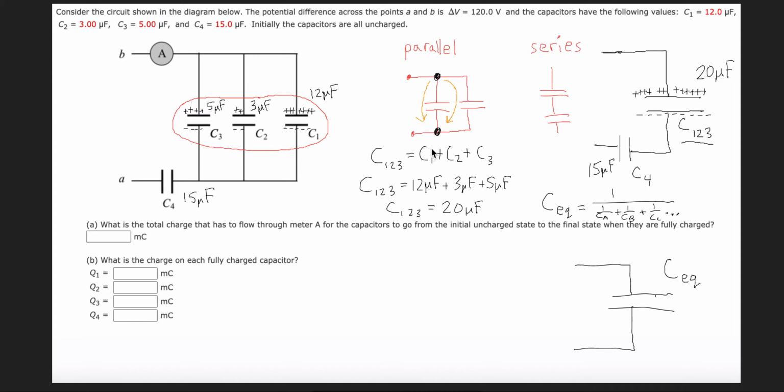So for our case, we're going to have 1 over CEQ equals 1 over C123 plus 1 over C4. We only have 2 capacitors in series, so that's going to be our formula here. And we just have to fill in the numbers. Our C123 is 20 microfarads. And our C4 is 15. All right, plug that into your calculator.